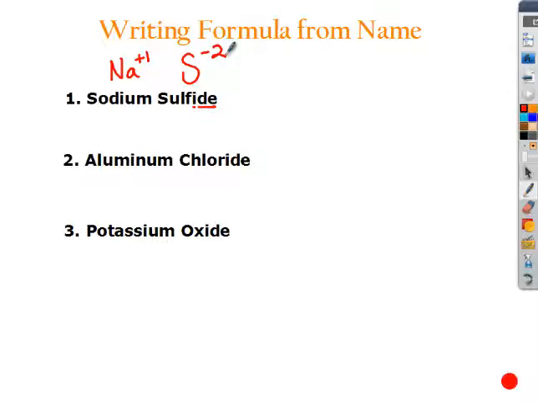Well, what are we going to do? We're going to cross those charges. Make sure you're remembering, cross the charges. The 1 will go here, the 2 will go over here. So my formula will be Na2S. I don't need to put the 1.